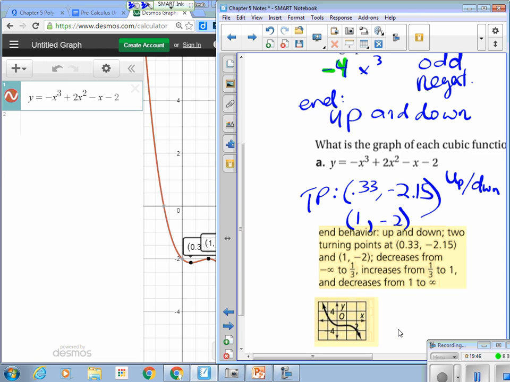So we are up and down. We have 2 turning points at (1/3, 2.15) and (1, -2). We decrease from negative infinity to 1/3, which is the same as 0.33. And we increase from 1/3 to 1. And we decrease again from 1 to infinity.